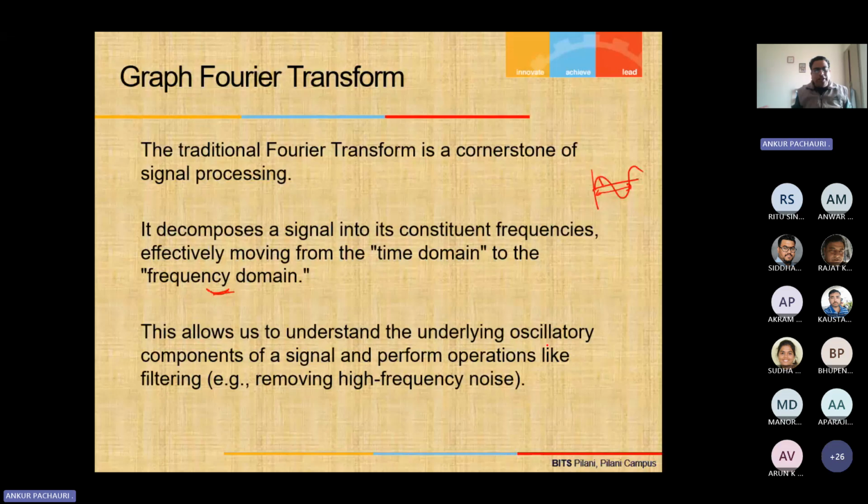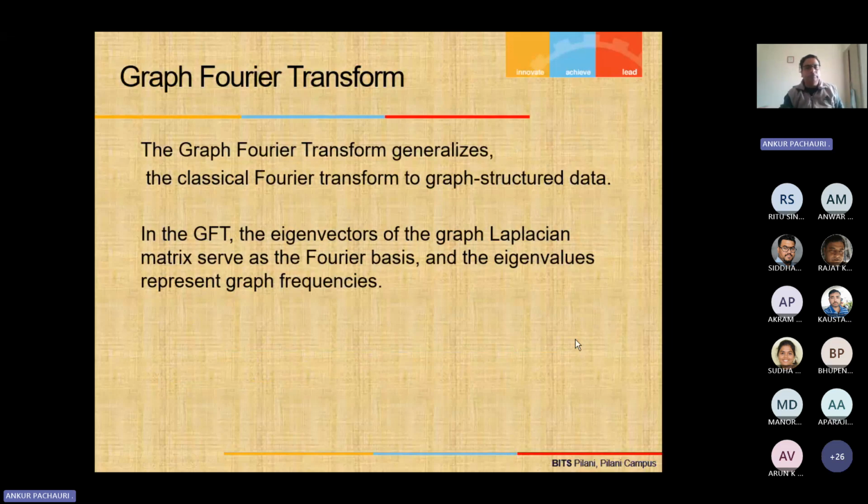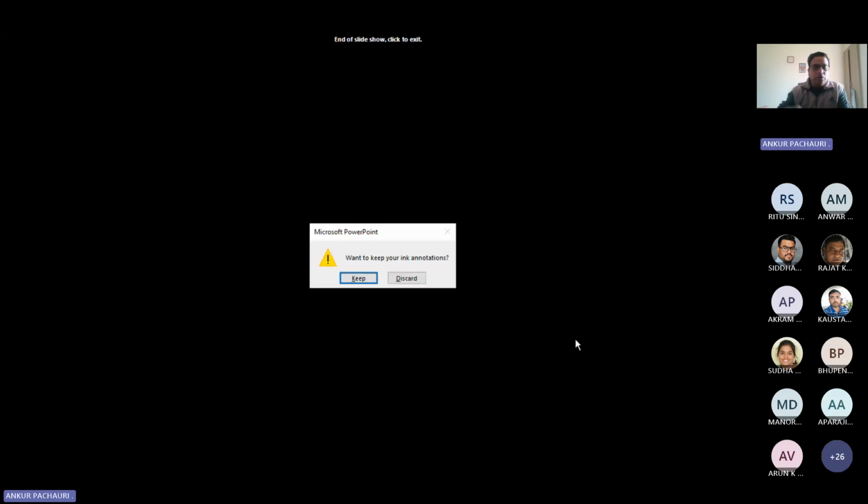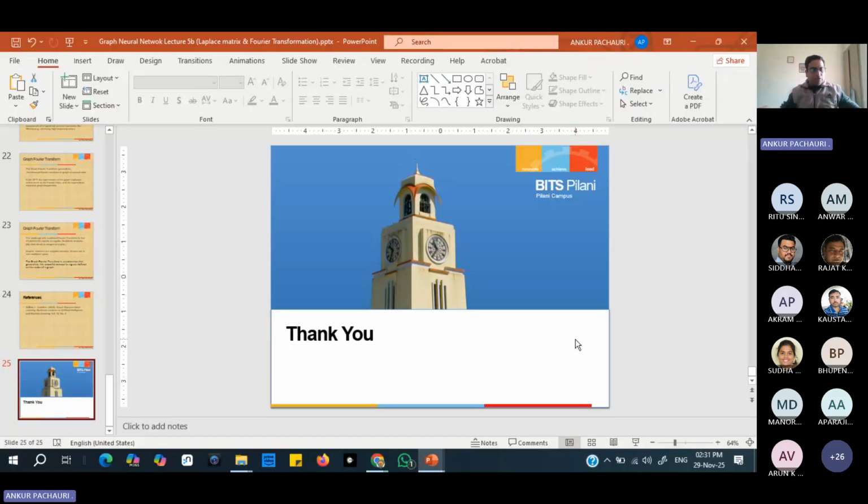So this allows us to understand the underlying oscillatory component of a signal. Oscillating means repeating itself after a constant interval of time, or a pattern. Okay, almost the same thing. So the graph Fourier transformation is an extension that generalizes this powerful concept to signals defined on the nodes of a graph. Okay, so that we have converted the graph into the form of a sequence.